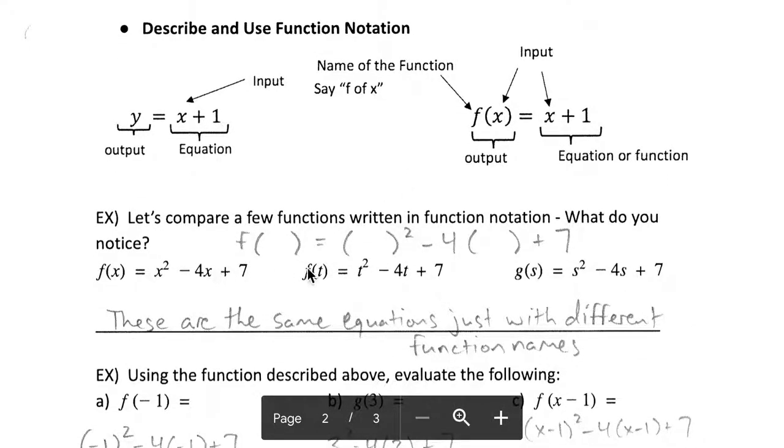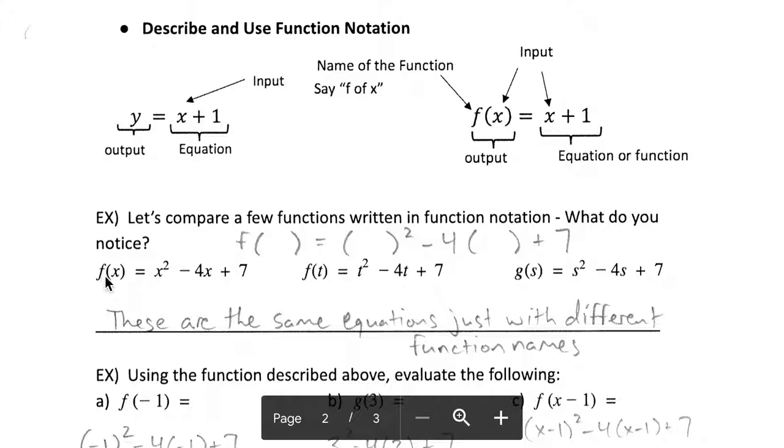So let's compare these three functions and let's see what we notice here. Hopefully you notice that each of them has a name, each of them has an input variable, and in the equation that variable matches that input. But I hope you also notice that these are all three the exact same equation, just using different variable names. So if I was to graph all three of these, I would get the exact same graph. They're the same thing. So all that changed is the function's name.